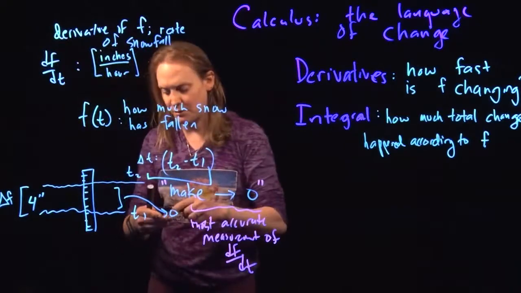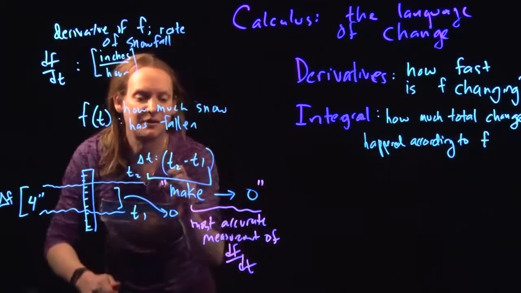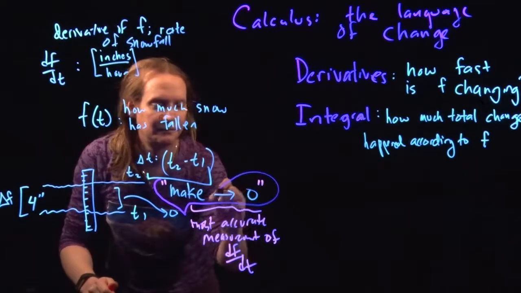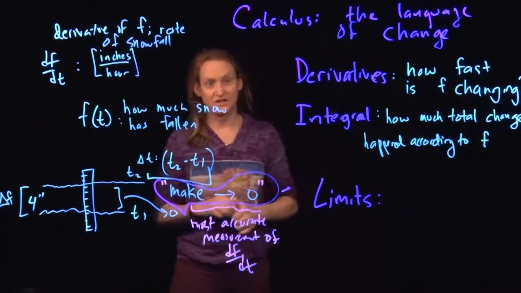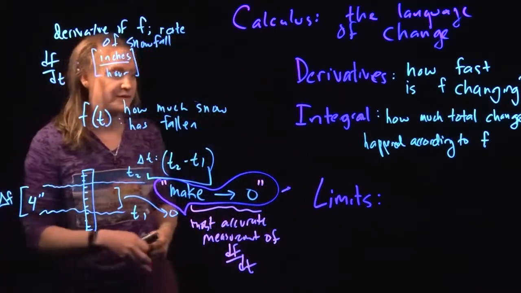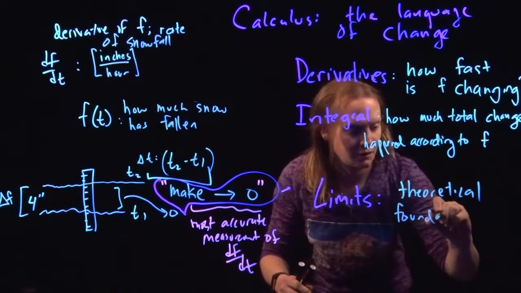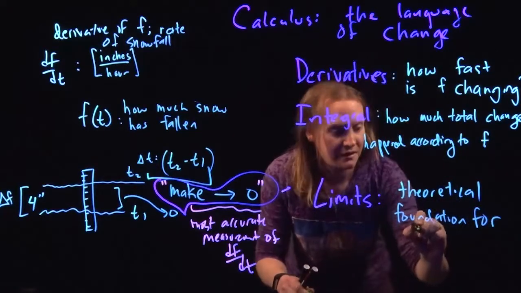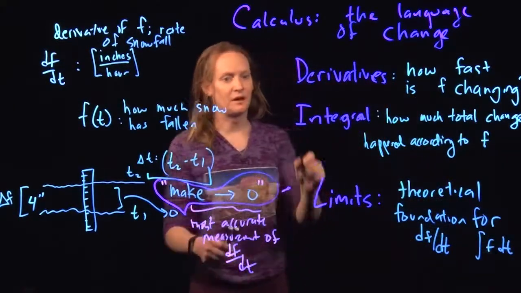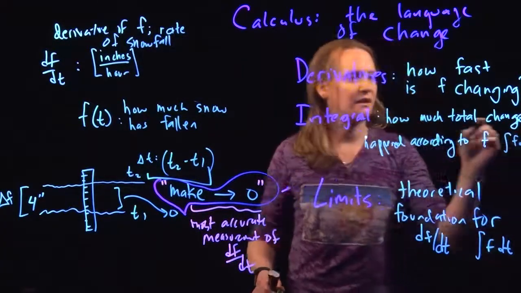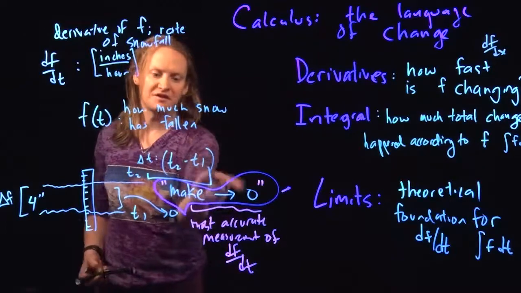This process, make it go to 0, is the underpinning of both derivatives and integrals. Okay? So this part right here, make it go to 0, this is limits. It's this theoretical underpinning that drives both derivatives and integrals. It's the theoretical foundation for both dF/dt as well as the integral of F dt. The integral of F dt. How fast is F changing? dF/dx. The theoretical foundation is this make it go to 0 kind of thing.